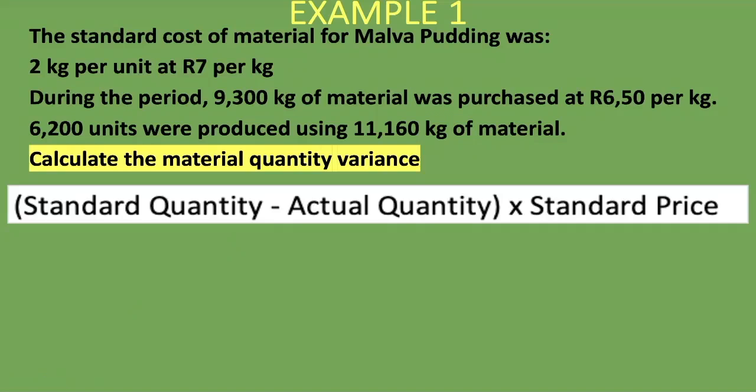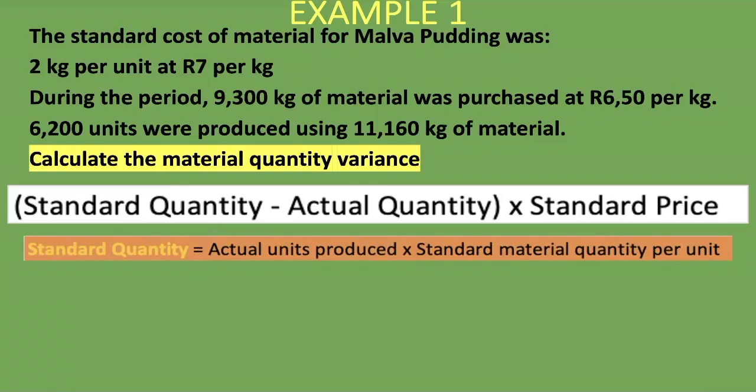Before we calculate our standard quantity, you can see here our actual quantity we are already given. Remember, it's the kgs, not the units. We are given here 11,160 kg. That is our actual quantity. We are also given our standard price, which is the 7 Rand per kg. So what is the standard quantity? Remember, we showed the formula for that before, and here it is again. Our standard quantity is the actual units produced multiplied by the standard material quantity per unit.